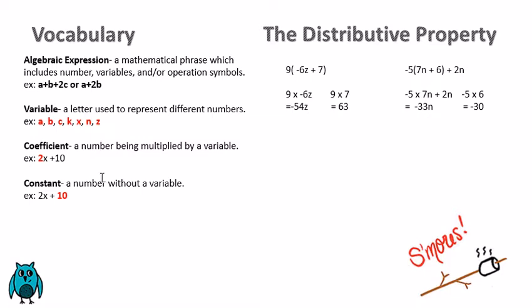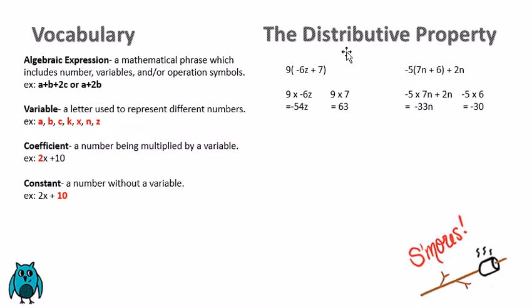A coefficient is a number being multiplied by a variable. An example of a coefficient would be the 2 that you see here in front of the variable, plus the constant, which leads us to the constant. A constant is a number without a variable. So any other numbers in your algebraic expression that do not have a variable are constants. But more than likely you're going to have to do a lot with the constant as well as the coefficient.